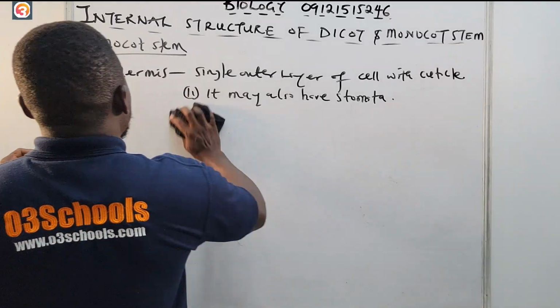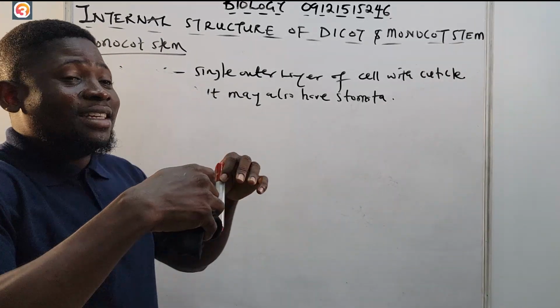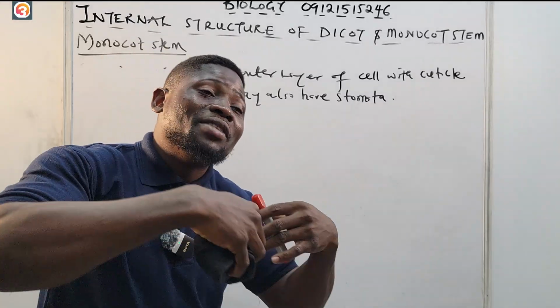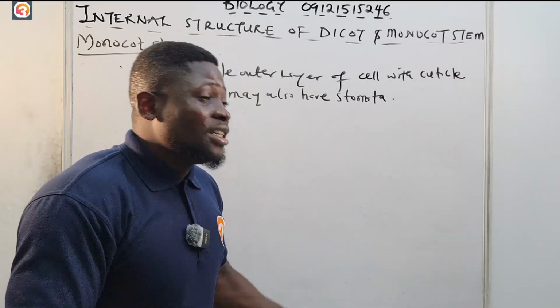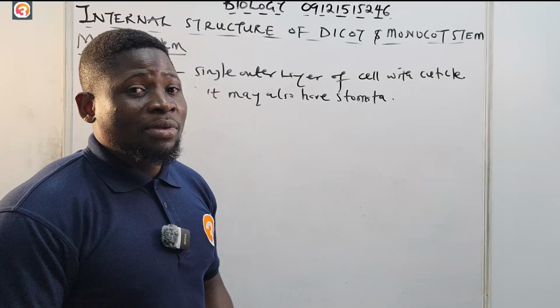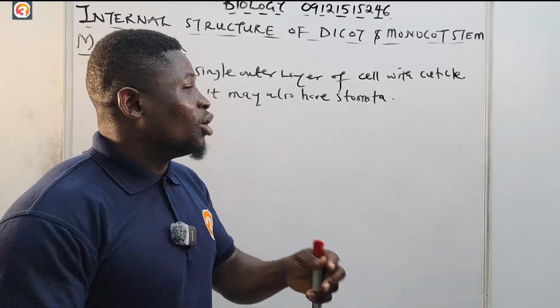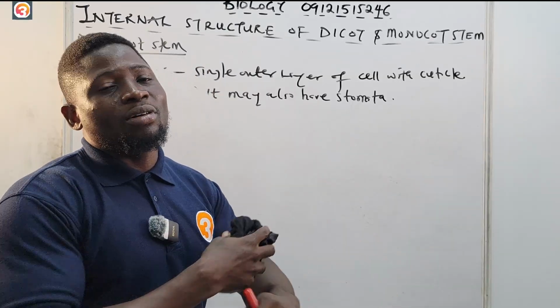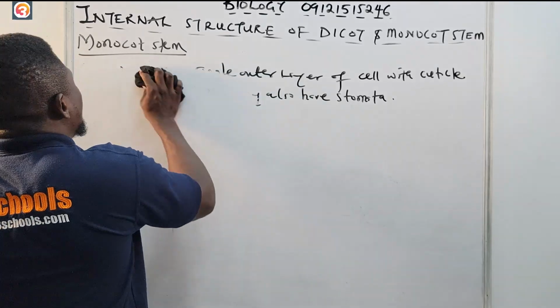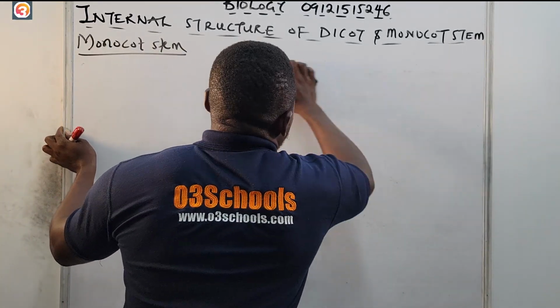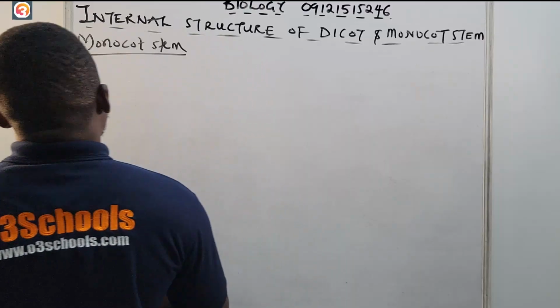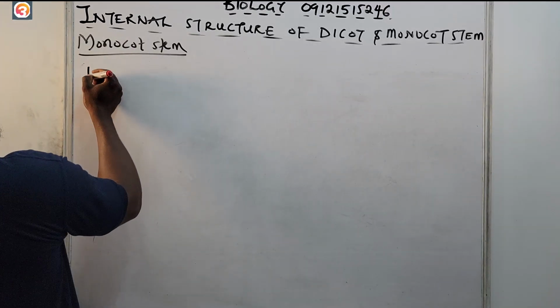Now let us go to the next part. The monocot stem does not have a distinct cortex. It does not have a distinct pericycle. It does not have many things. All of these are just called ground tissues. Now we go to the next one, which is the hypodermis. It has the hypodermis, and the hypodermis is made up of sclerenchyma for mechanical support.